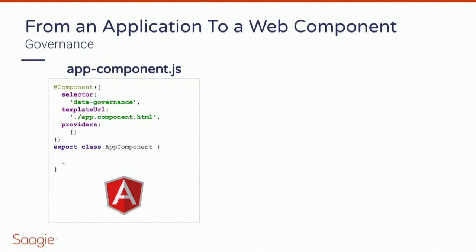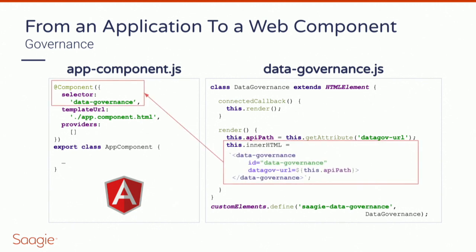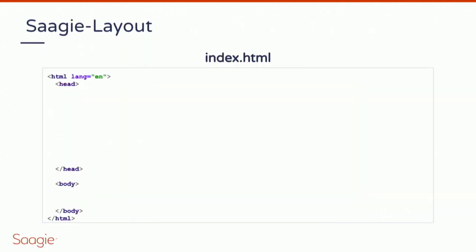With the Angular application, it's even more simple. So that's the main JavaScript part of the governance application. Just the same, we're going to declare a component, we're going to extend HTMLElement, and instead of declaring a div, we are directly going to declare the top-level component. So very straightforward. Once those two steps are done, that's all for existing applications.